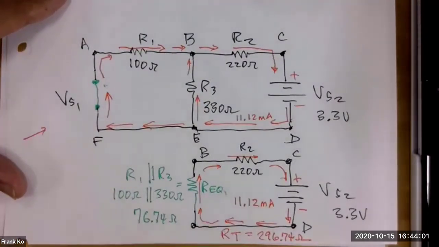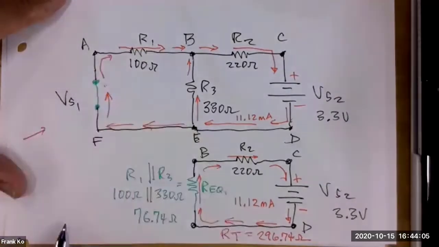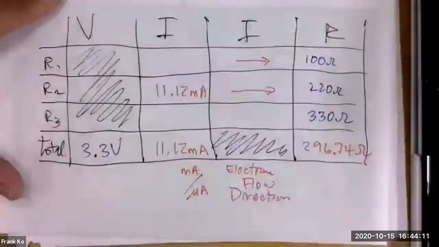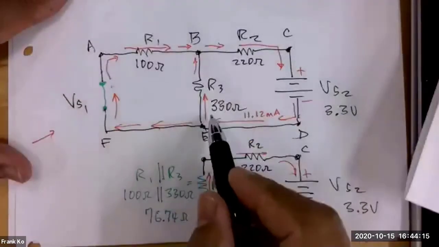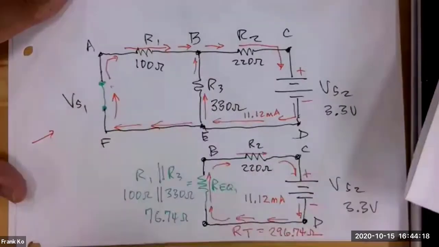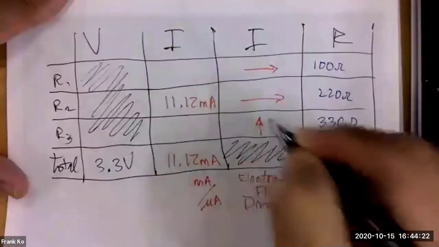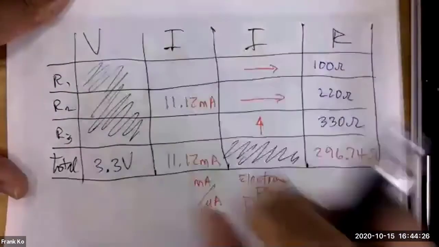So can we mark the direction of current for R1 as being to the right? R1 flows to the right. And how about the direction of current for R3? The direction of current for R3 is going upwards. So I'm going to draw this upwards. So far, so good. Now I have to calculate the two currents.